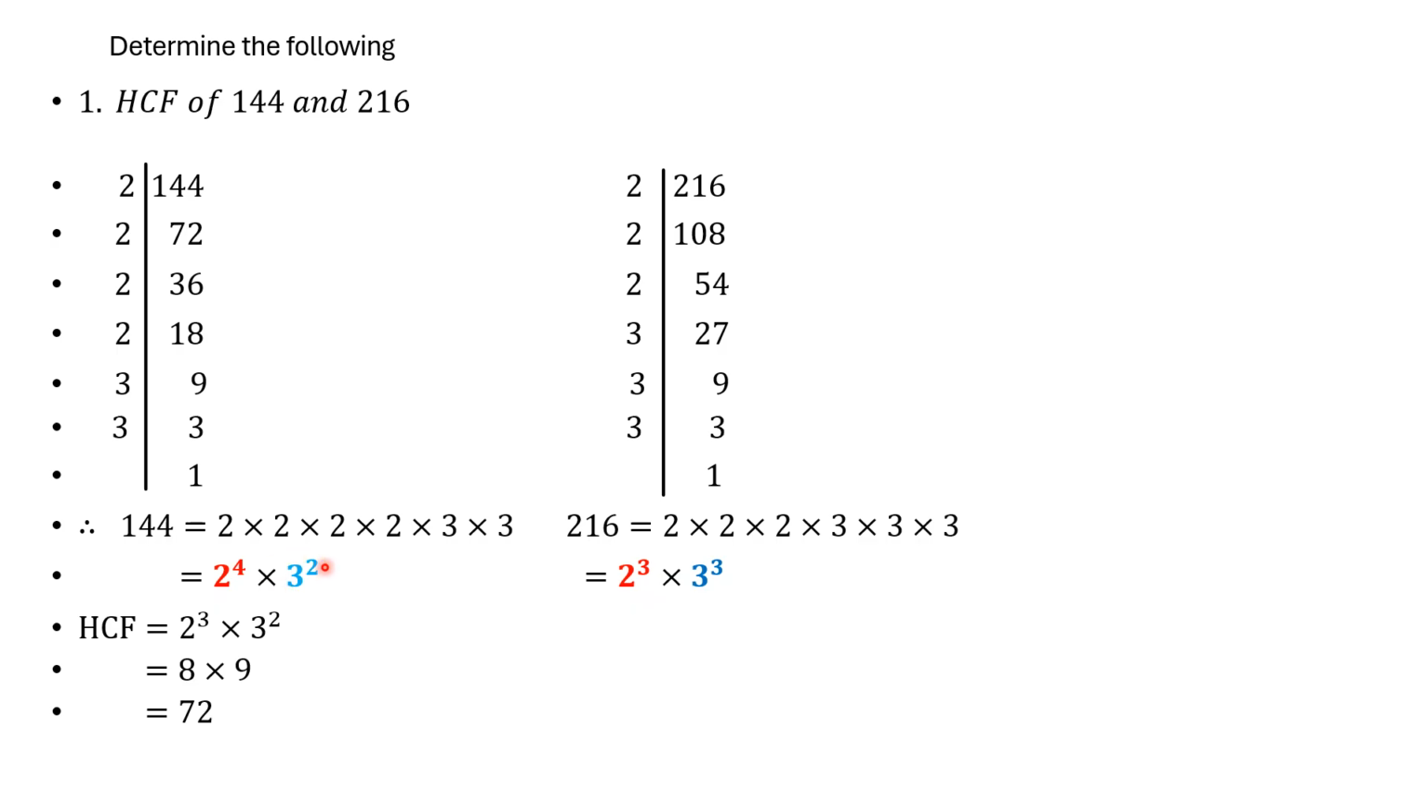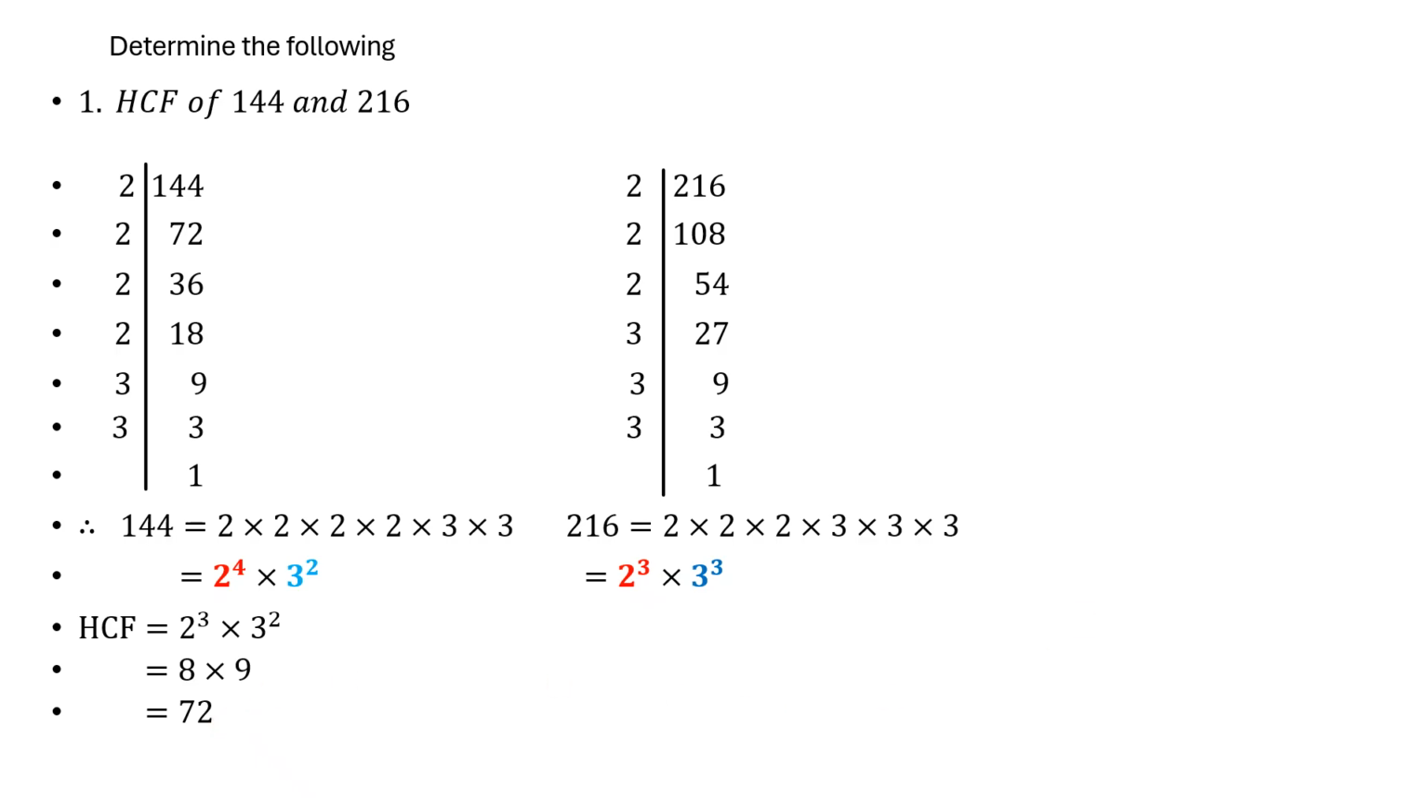So therefore I choose 3 squared. So my highest common factor would be then 2 cubed times 3 squared. 2 cubed, which is 2 times 2 times 2, gives me 8. 3 squared, which is 3 times 3 is 9, and 9 times 8 gives me 72. So the factor that would divide into 144 and 266, the first one would be 72.